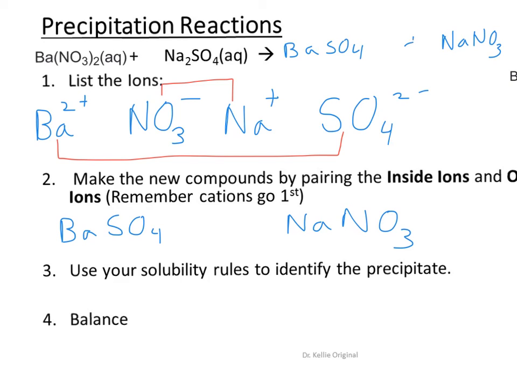Now we need to assign phases. Well, anything with a group 1A element is soluble. So we know right away that that's going to be aqueous. Anything that contains sulfate is supposed to be soluble, except, what's one of our exceptions to sulfate? Barium, right? We just had a whole example previously about that. Sulfate and barium are going to form a solid, so barium sulfate would be our precipitate here.